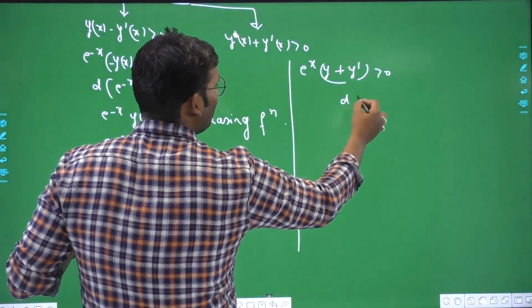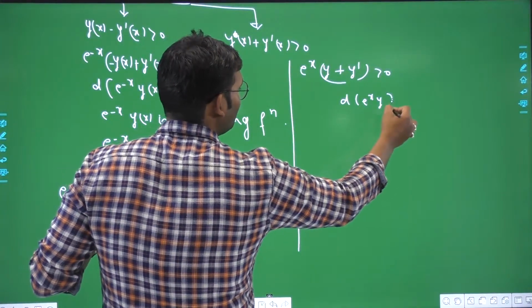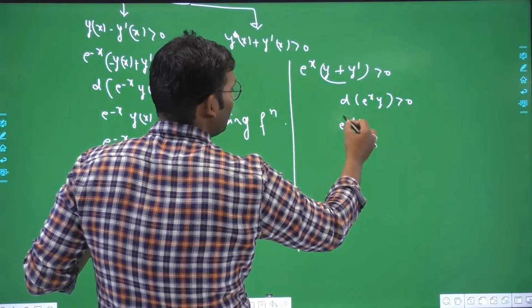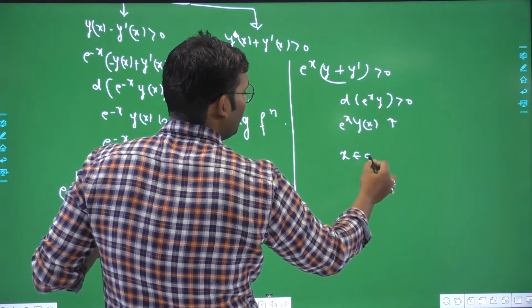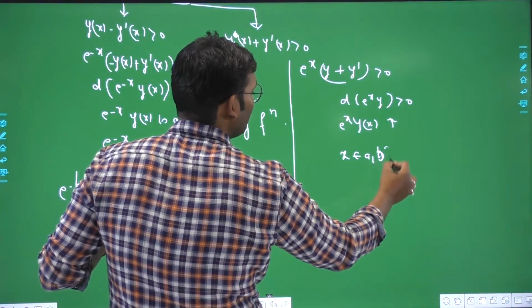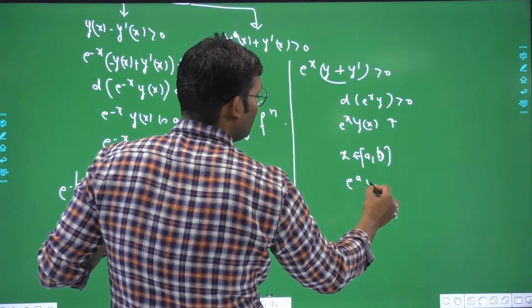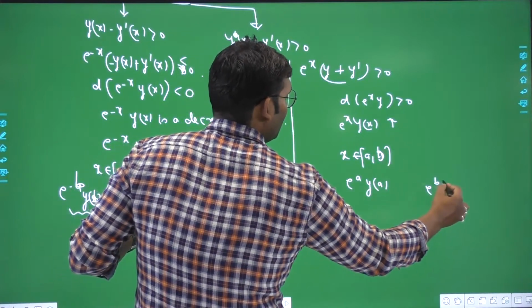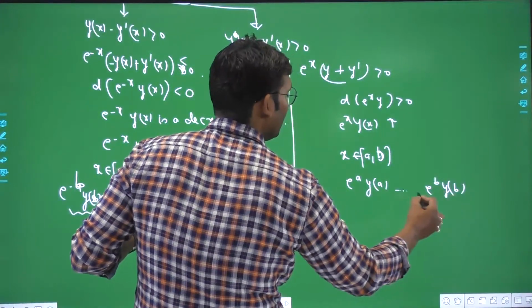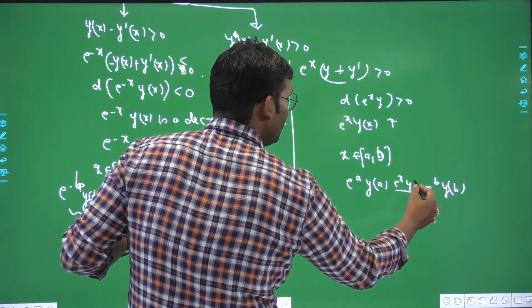It implies d of e to the power x into y(x) has to be greater than 0. It implies e to the power x into y(x) is strictly increasing. And if it is strictly increasing, then for all x belonging to the closed interval a comma b, you will get e to the power a into y(a), and here you will find e to the power b into y(b). So ultimately, again, e to the power x will lie between 0 and 0.